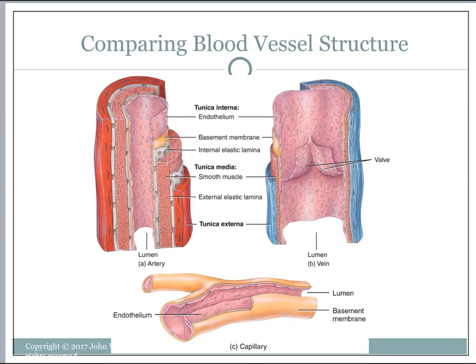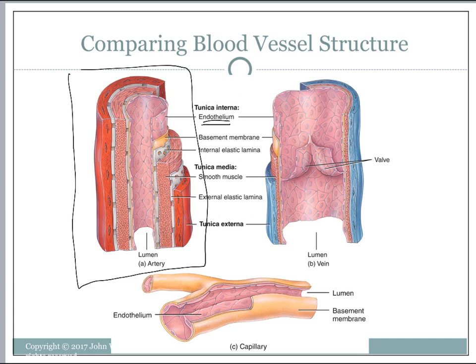Now let's compare and contrast arteries versus veins. So we're going to start right here with our artery, and we'll outline it in black. We'll identify the different layers. Now, the tunica interna, again also known as the tunica intima, is lined with a layer of simple squamous epithelium. And we can see that endothelial layer right there. From there, we have a connective tissue basement membrane with elastic fibers forming the internal elastic lamina.